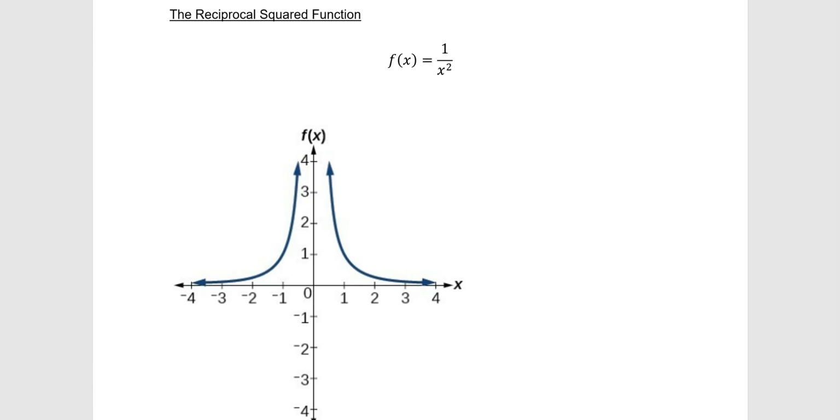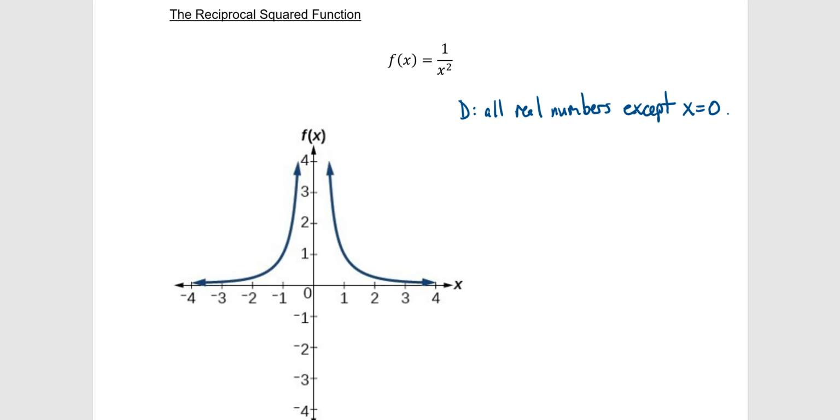Okay, for the next one we have the reciprocal squared function. So it's the function that we just had except squared. This is f of x equals 1 over x squared, and the domain for this one is all real numbers except for where the denominator x squared equals 0, which means x cannot be equal to 0 once again.